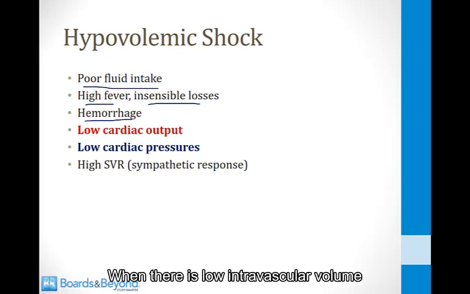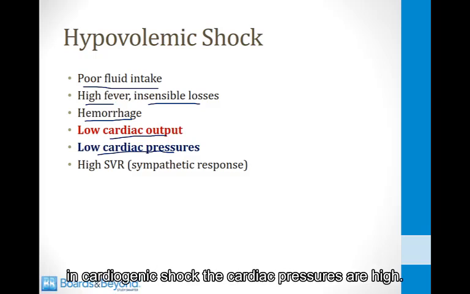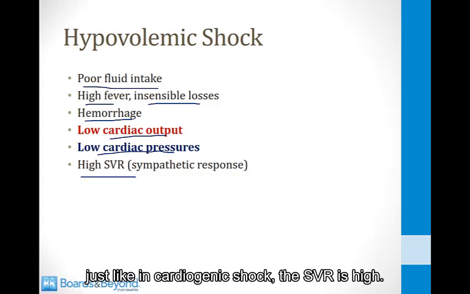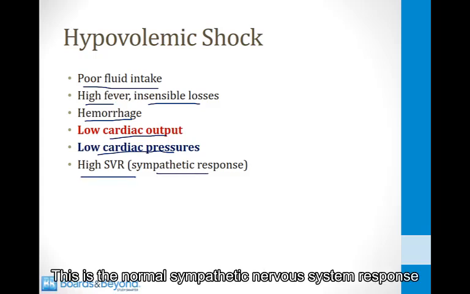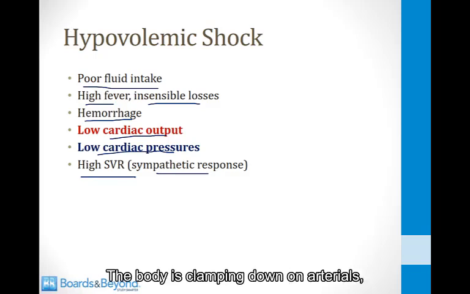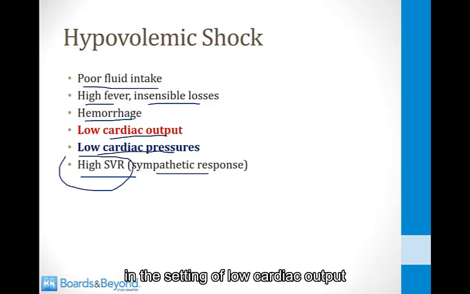When there is low intravascular volume, there will be a low cardiac output, just like in cardiogenic shock. But the difference is, in hypovolemic shock, the cardiac pressures are low. In contrast, as we talked about in the last slide, in cardiogenic shock, the cardiac pressures are high. And then once again, in hypovolemic shock, just like in cardiogenic shock, the SVR is high. This is the normal sympathetic nervous system response to low tissue perfusion. The body is clamping down on arterioles, raising the SVR, trying to maintain tissue perfusion in the setting of low cardiac output and low cardiac pressures.